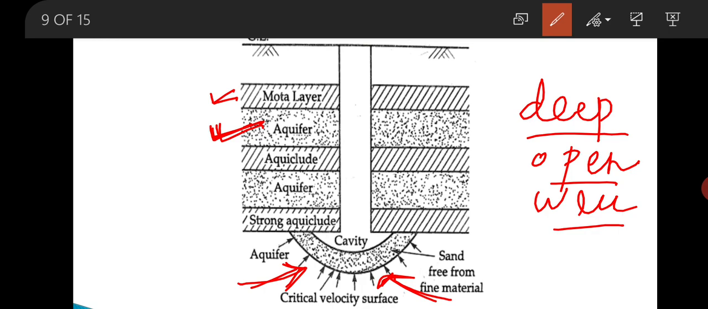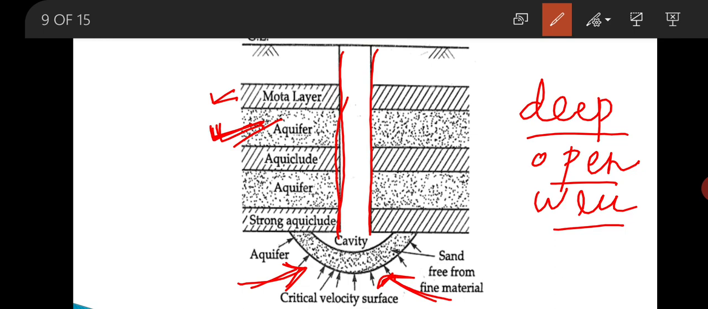But in case of a cavity type tubewell, it can tap the water or draw the water from a lower or still lower stratum. So, see here, this is the cavity type tubewell and it is not obtaining water from the first aquifer. It can obtain water from the lower stratum also.